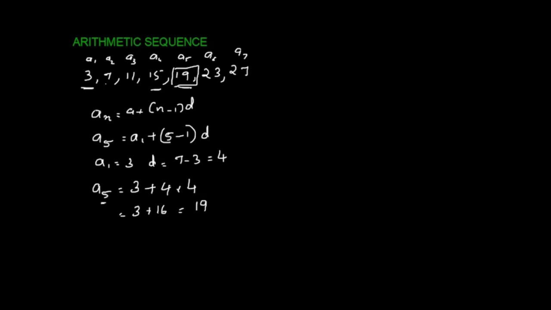So this formula, an is equal to a plus n minus 1 into d, gives you any term in the sequence, right? If you want, you can find the 100th term, the 27th term, the 1000th term. Any term you can find by using this formula, right? So an is equal to a plus n minus 1 into d.